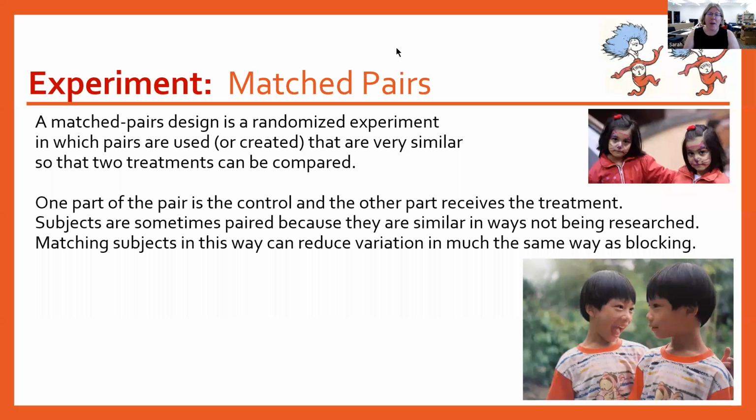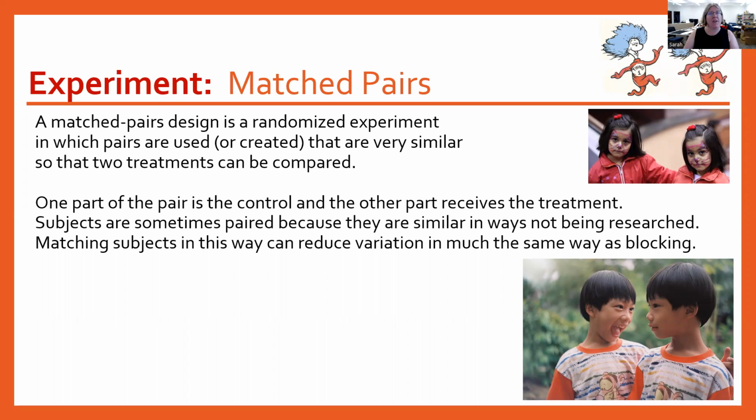We've looked at the randomized comparative experiment and the randomized block design. So we have one more experiment left that we're going to look at in this class. That's called the matched pairs design. A matched pairs design is a randomized experiment in which pairs are used or created that are very similar so that two treatments can be compared. So we're not doing a whole lot of treatments, it's just two treatments here in this set.